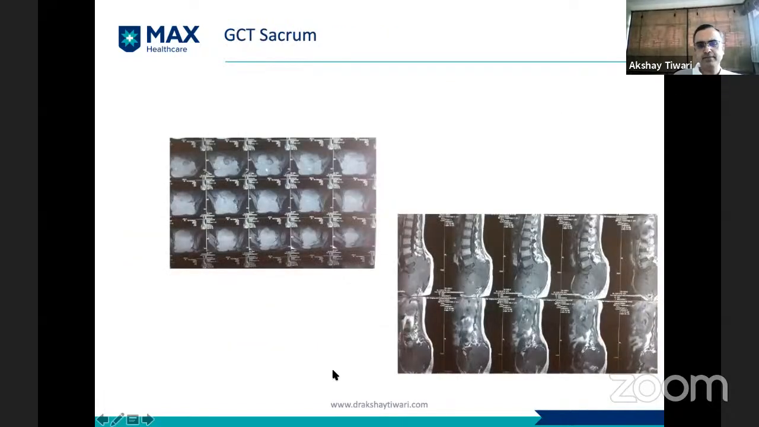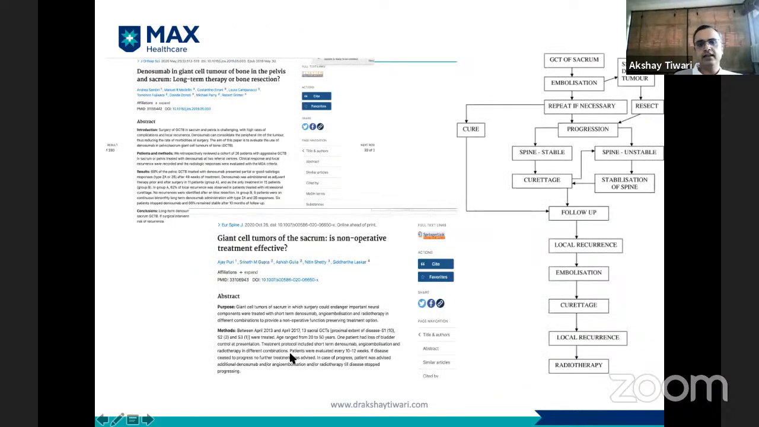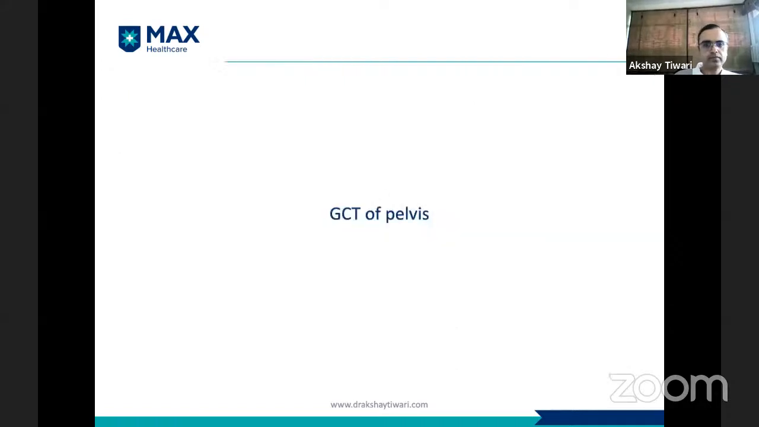But at the same time, quite a few of them will present as massive as this. And there is increasing work which now suggests that embolization with or without denosumab or zoledronic acid is the way to go for sacral tumors, which you cannot resect without causing significant morbidity.